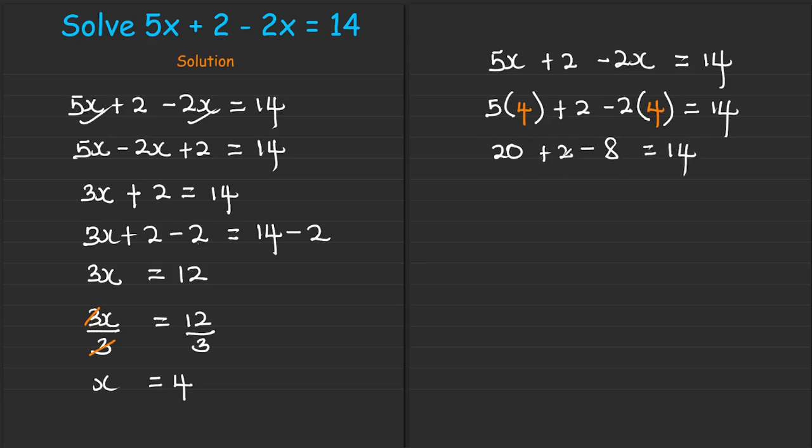Now 20 plus 2 gives us a 22. And 22 minus 8. Does it give us a 14? Let's try and see. So 22 minus 8, yes, it does give us a 14. We have 14 being equal to 14. But assuming the left-hand side was not equal to the right-hand side, then that should tell you that the answer we had for x being 4 is wrong, and you have to solve again.